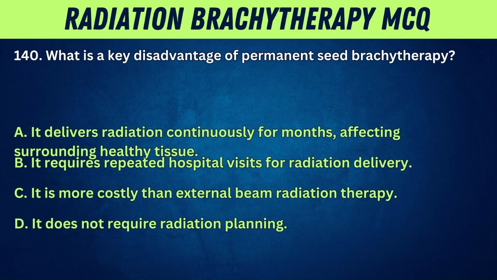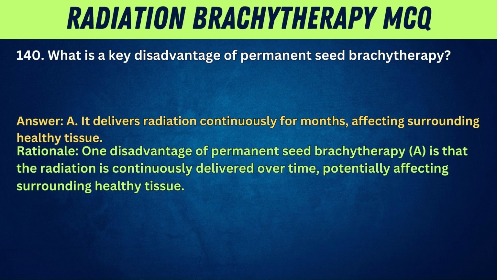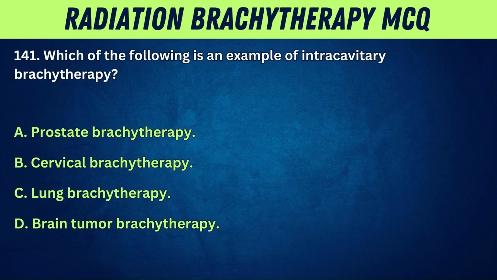140. What is a key disadvantage of permanent seed brachytherapy? A. It delivers radiation continuously for months, affecting surrounding healthy tissue. B. It requires repeated hospital visits for radiation delivery. C. It is more costly than external beam radiation therapy. D. It does not require radiation planning. Answer: A. Rationale: one disadvantage of permanent seed brachytherapy, A, is that the radiation is continuously delivered over time, potentially affecting surrounding healthy tissue.